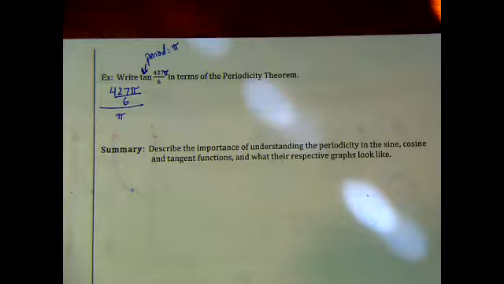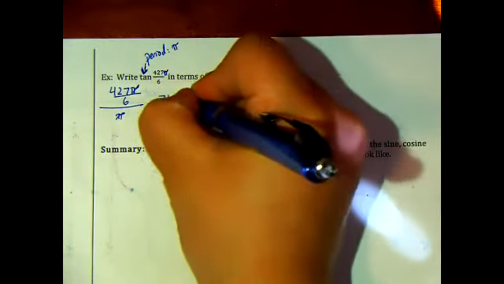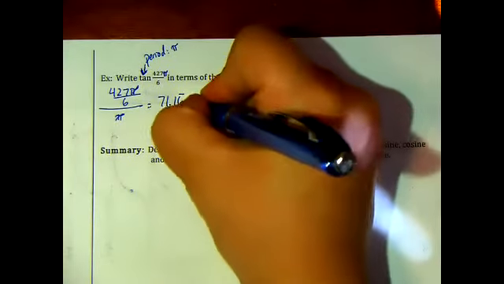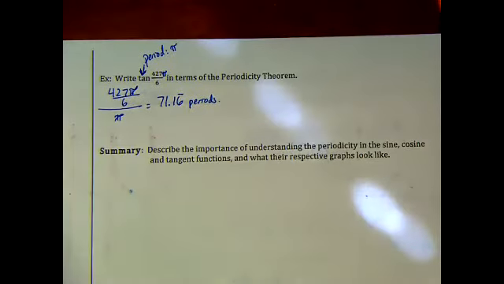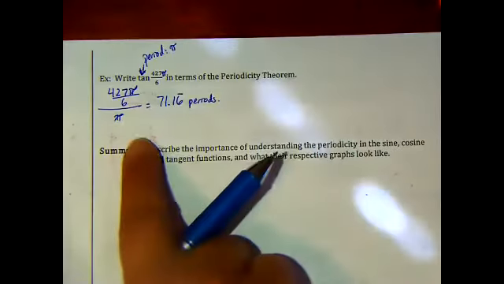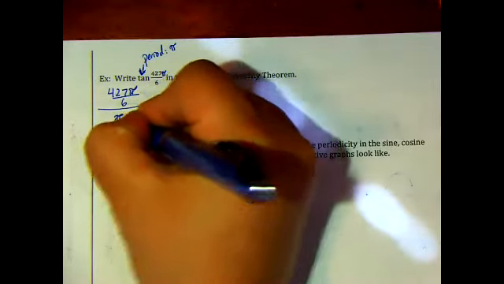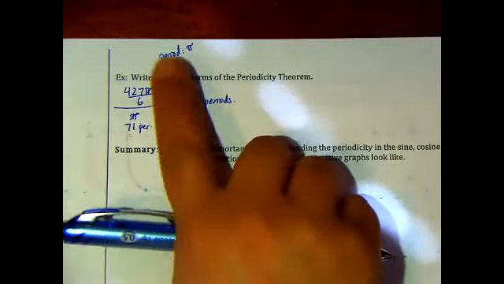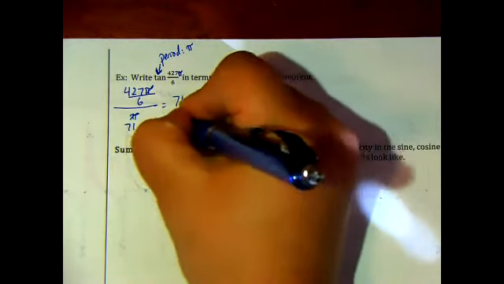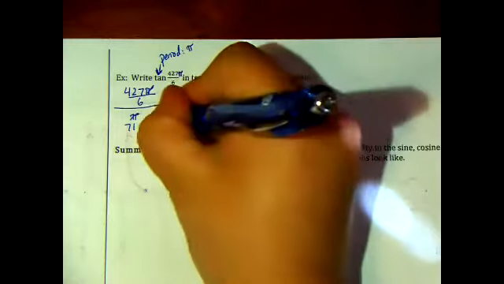So what ends up happening here? Well, the pi's cancel, and I'm left with 427 over 6, which once I divide gets me 71.16 periods. I'm going to ignore the 0.16 there. What this means is that I have 71 periods in this angle. So I have 71 pi's.